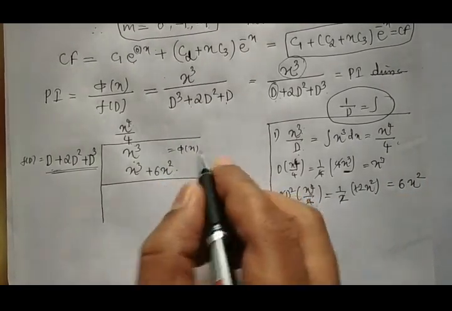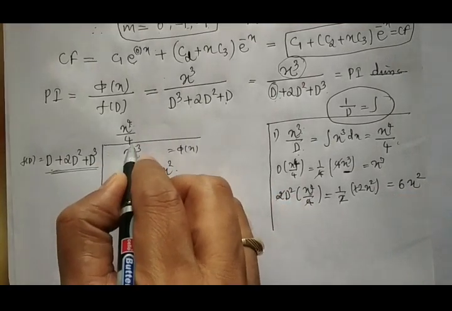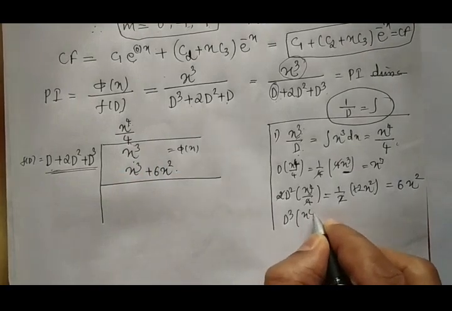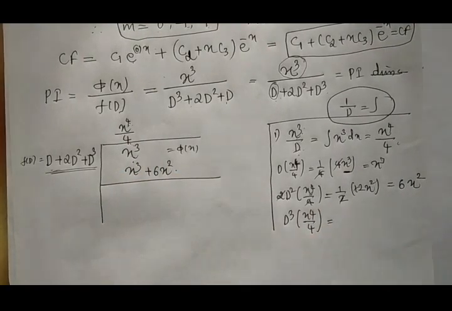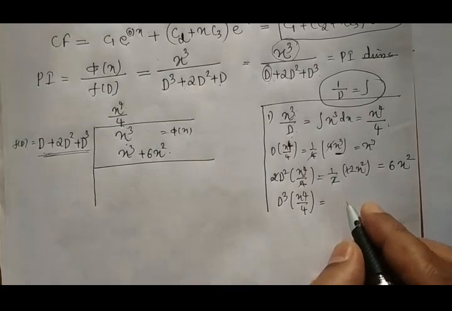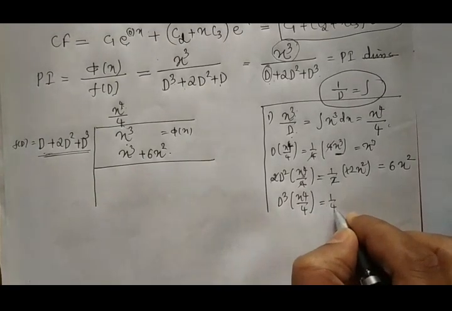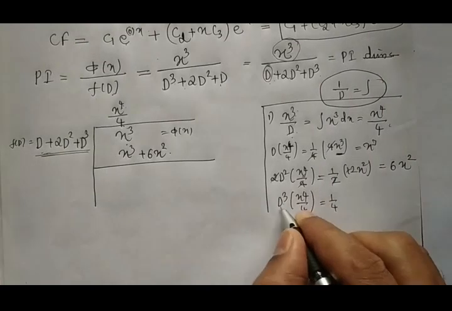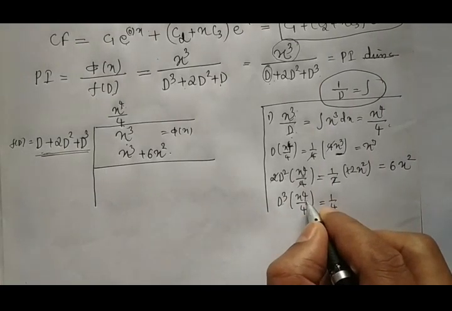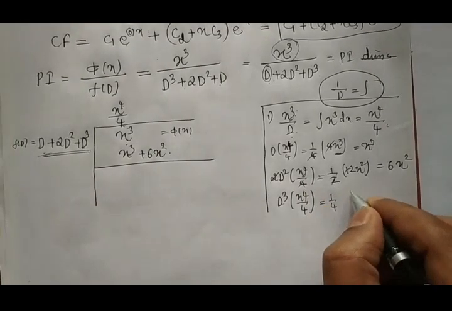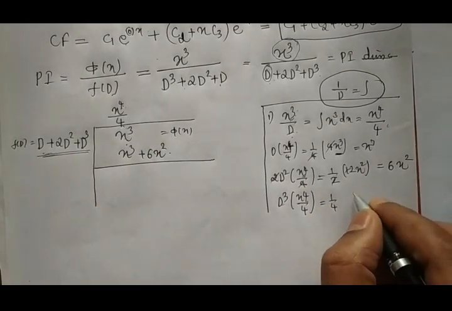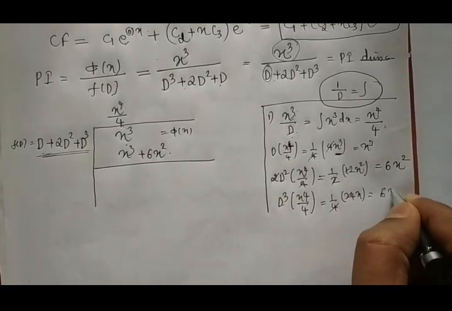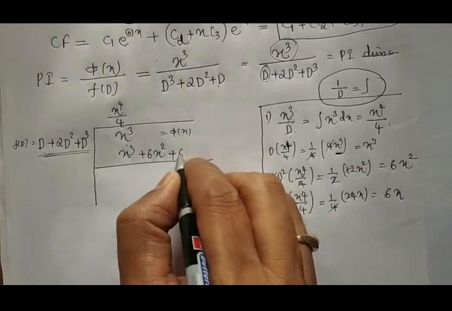Next, x raised to 4 by 4 into D cube. So it is D cube of x raised to 4 by 4. Then you can see 1 by 4 is taken away. First differentiation is 4x cube. Second differentiation of that will be 12x square. Third differentiation will be 24x. Okay, so 1s are 6s are, so it is 6x. So that will be written here.